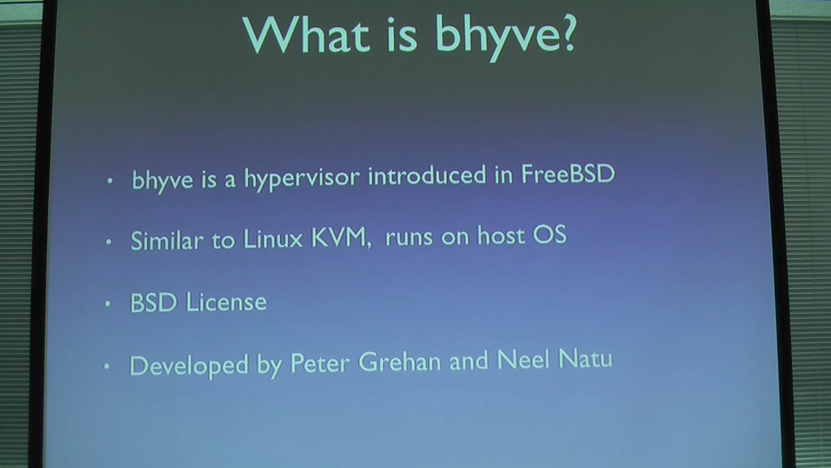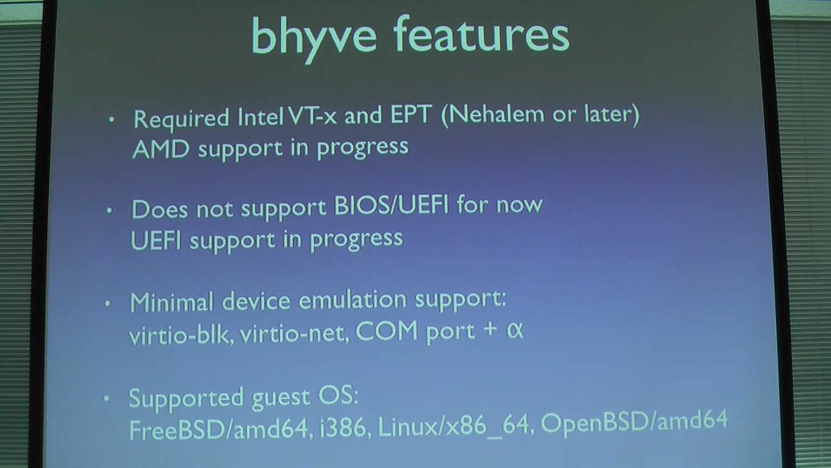Bhyve is installed by default on the latest version of FreeBSD. There are some hardware requirements. It requires Intel VT-x and Intel EPT. That means you need a Nehalem or later CPU, usually an i3, i5 or i7. Some older CPUs like Core 2, or cheaper ones like Atom, do not support these features. So these Intel computers do not support bhyve.